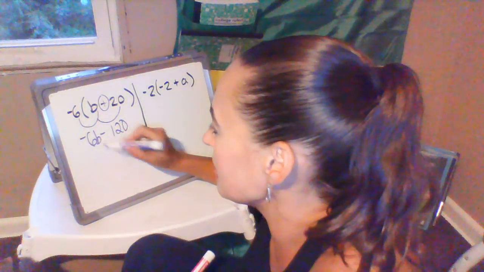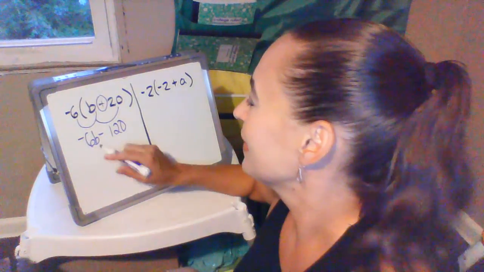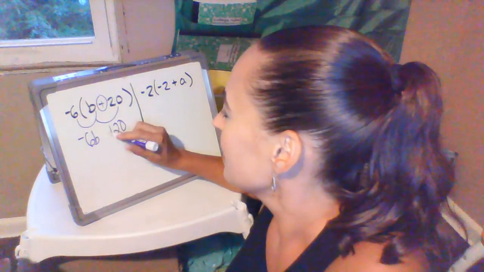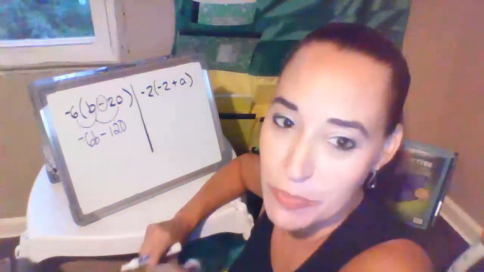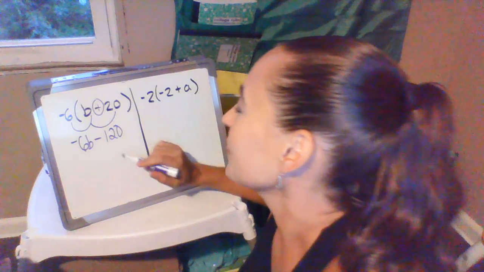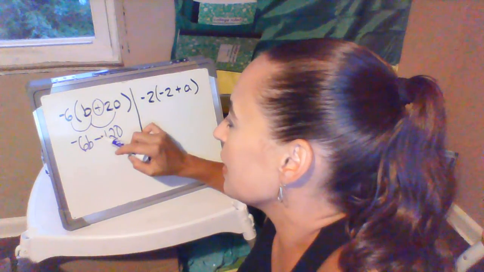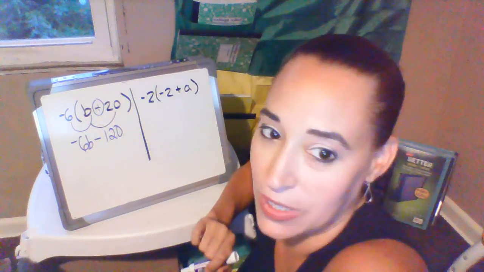I hope someone caught that at home and said, Miss Fisher, where's that b? Yeah, I'm sorry. The b should have been there. Teachers make mistakes too. I usually do catch them at some point. Okay. So we have -6b minus 120.